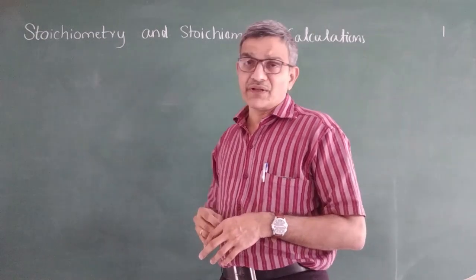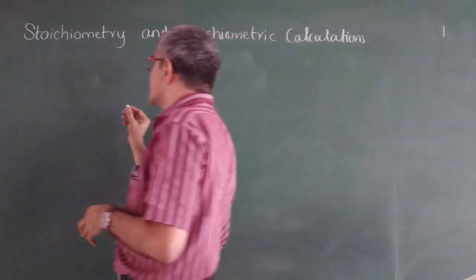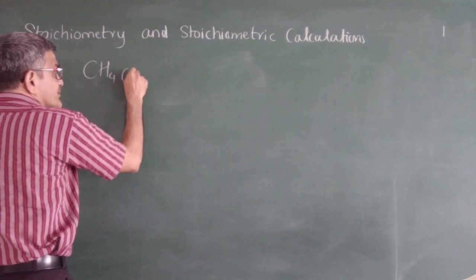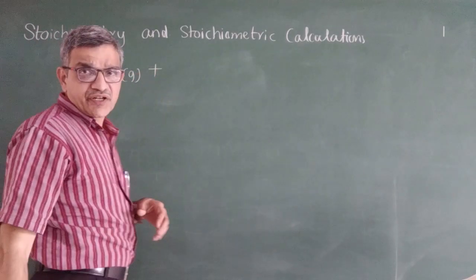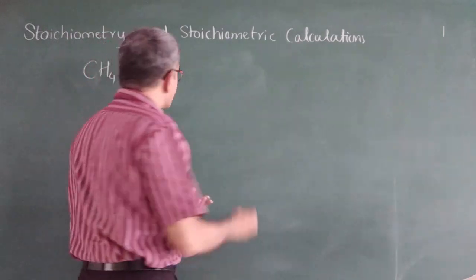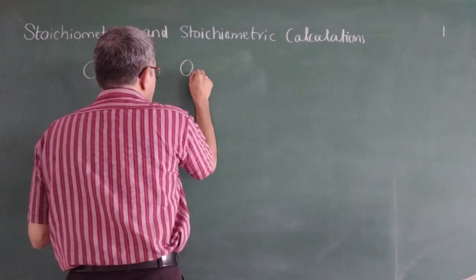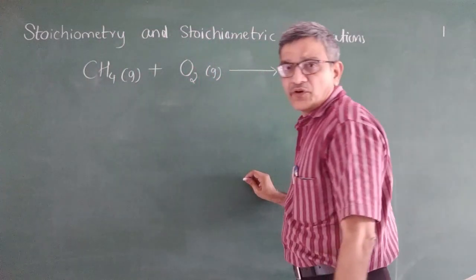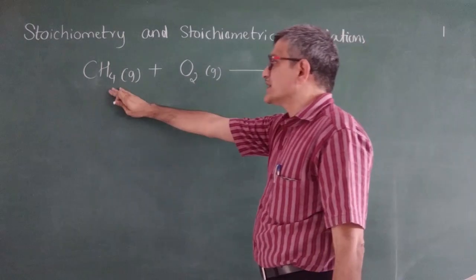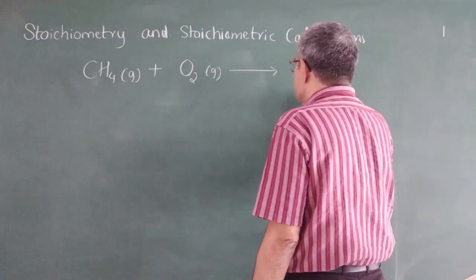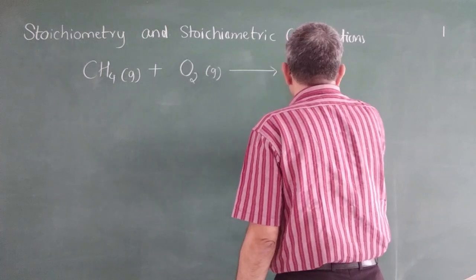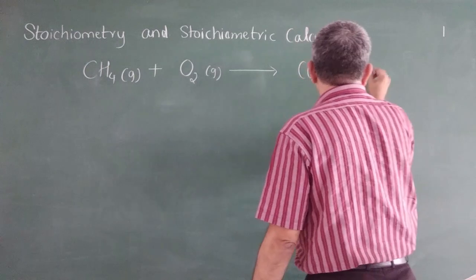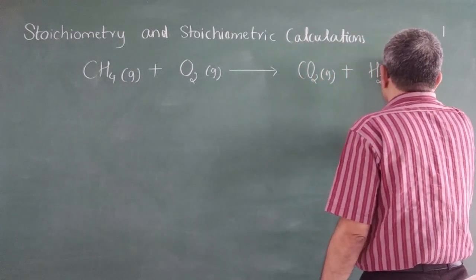For example, let me take the combustion of methane gas. Methane is a gas, and combustion means burning in oxygen gas. What does it give? You have studied in high school that alkanes on combustion give carbon dioxide, and the hydrogen is converted to water vapor.